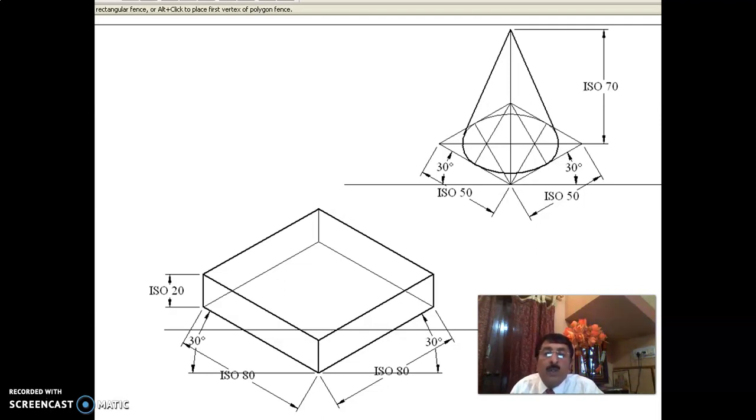Also you should know, whenever a sphere or hemisphere is there, compulsorily you have to do isometric projection only. When it is not there, like these types of solids, you can as well do isometric view also, but since isometric projection is asked, I have converted everything into ISO 80, ISO 80, ISO 20 and all that. Now even here ISO 50, ISO 50. This height is 70.